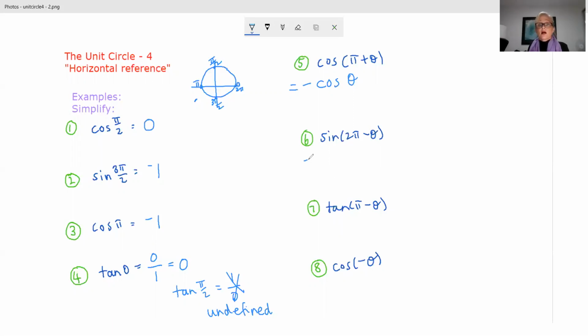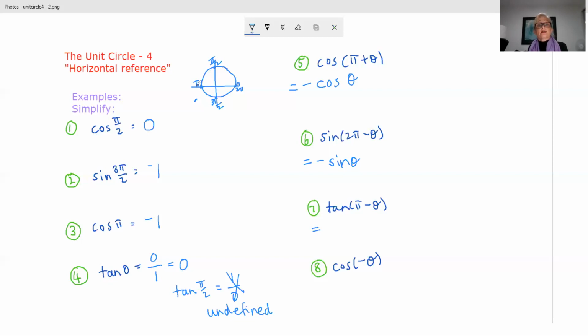Sine of 2 pi minus theta. So we're in our fourth quadrant. It is a horizontal reference, so it's going to be sine of theta, the same trig ratio because it's a horizontal reference. Is sine positive or negative here? Well, your y value is negative in that quadrant.